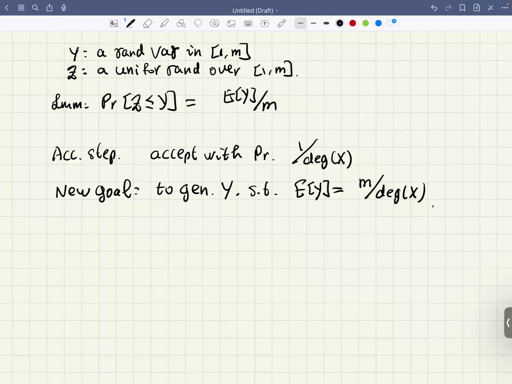It's true that if you have the degree, then you can implement this acceptance step. However, the opposite is not true. The opposite is far from being true. To do this acceptance step, it doesn't mean you have to compute the degree.